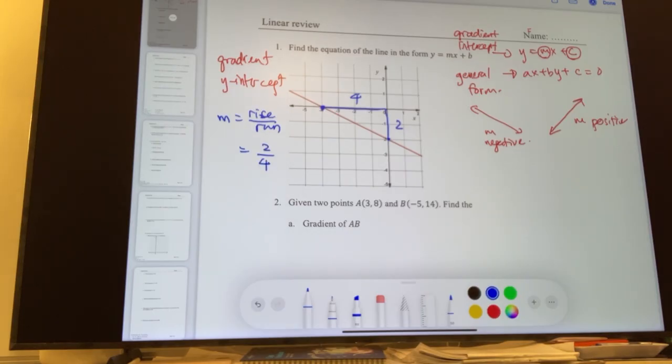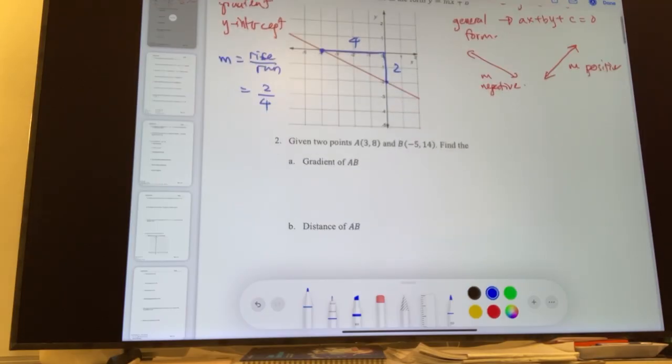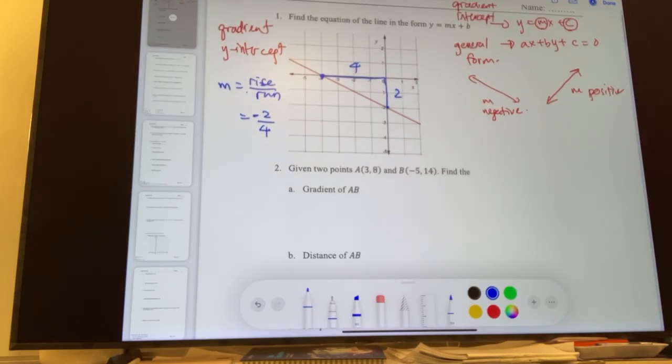Isn't it minus? Yes, because I know the line is going that way, so you are going to have a minus in here. It doesn't matter if you put it on the top or the bottom, but you know the gradient is negative. Knowing that, you also know the y-intercept is at this point, which is minus 2.